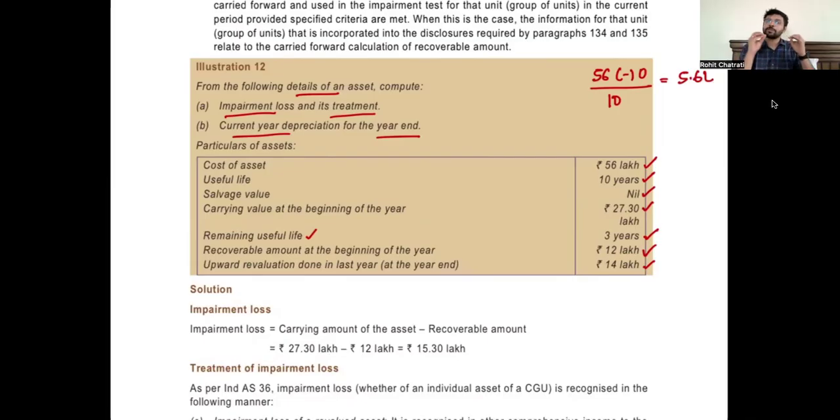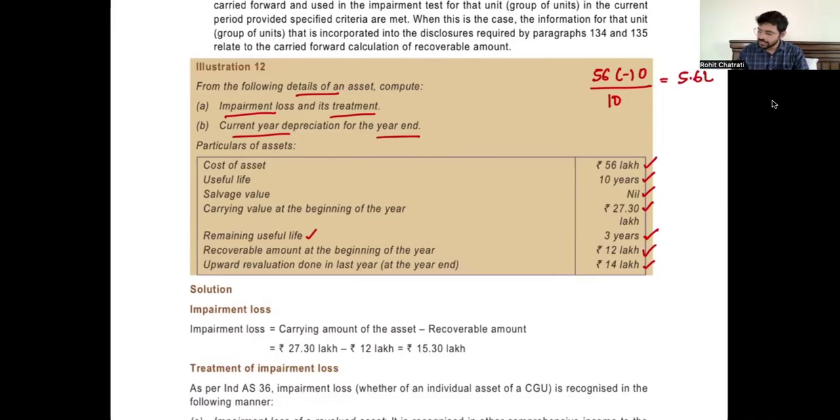General rule is impairment loss will be recognized in P&L. But an exception is if this impairment loss is on a revalued asset, and if in the past you had a revaluation gain, then adjust the impairment loss first against the accumulated OCI. But if the impairment loss is greater than the balance in accumulated OCI, then that excess will be recognized in the statement of profit and loss. The excess only will be recognized in the statement of profit and loss.